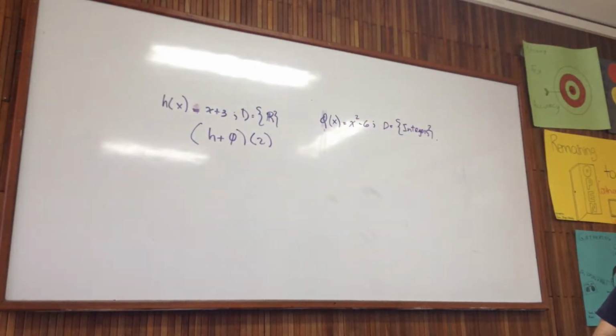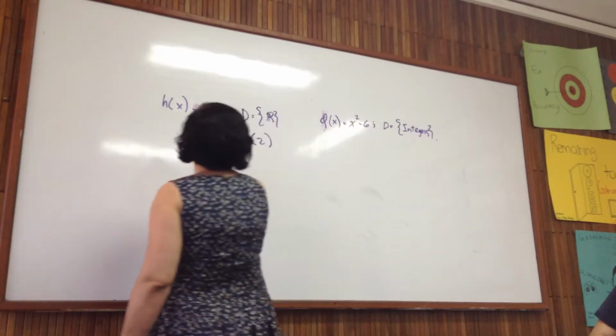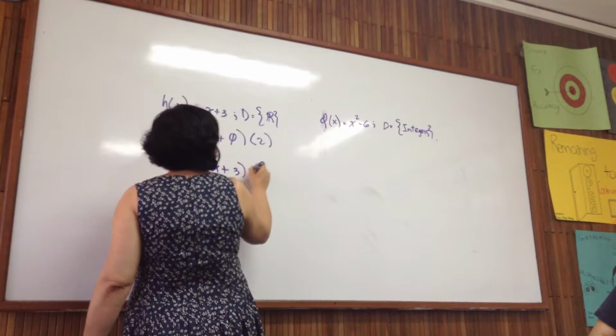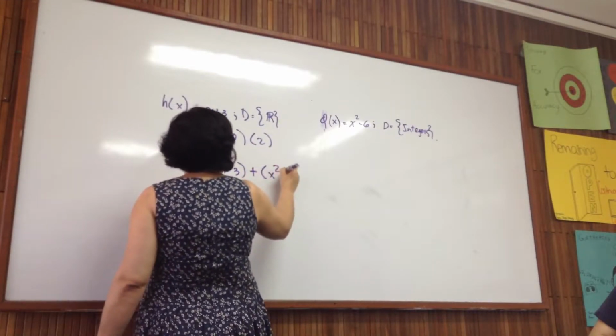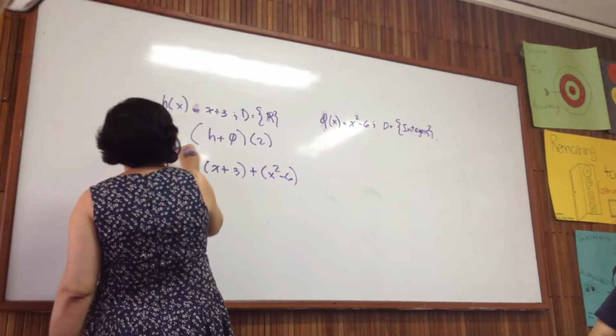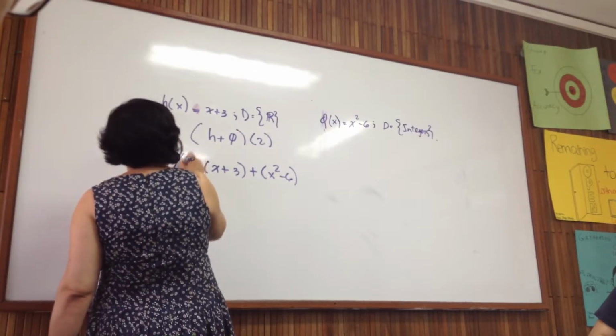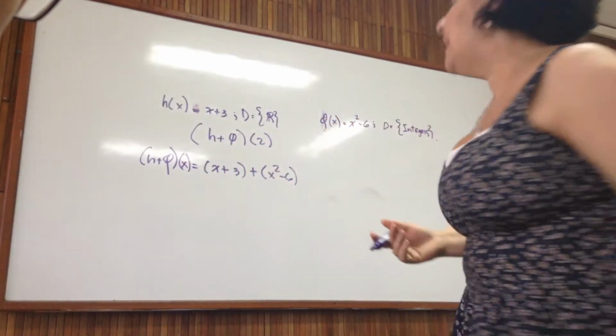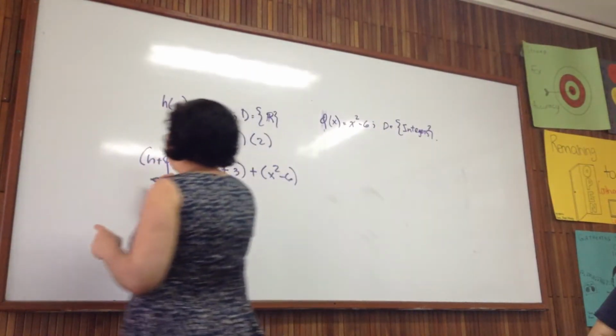What we do is exactly what it says. We should find h plus g of x. h is 5 plus x, in the bracket 3, and g is 2 plus x squared minus 6. But they don't ask us that. They don't ask times 2, they ask us plus of 2.